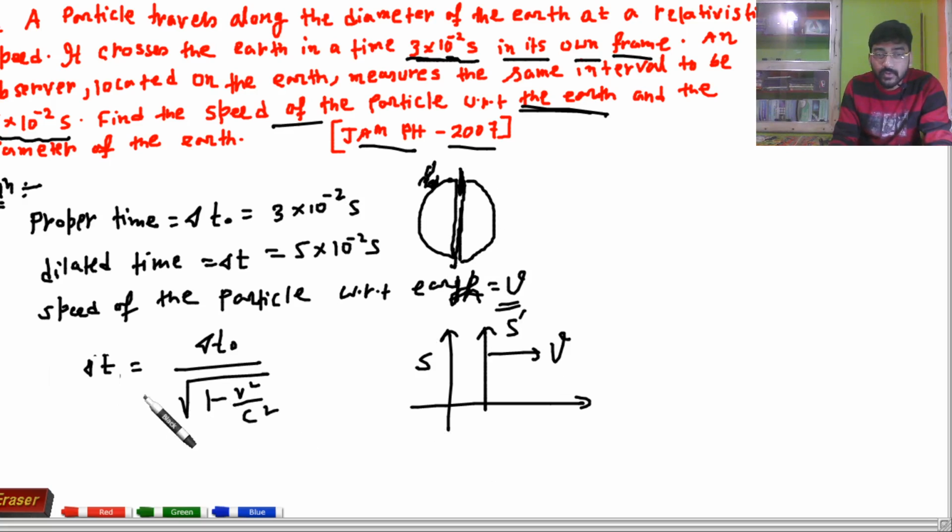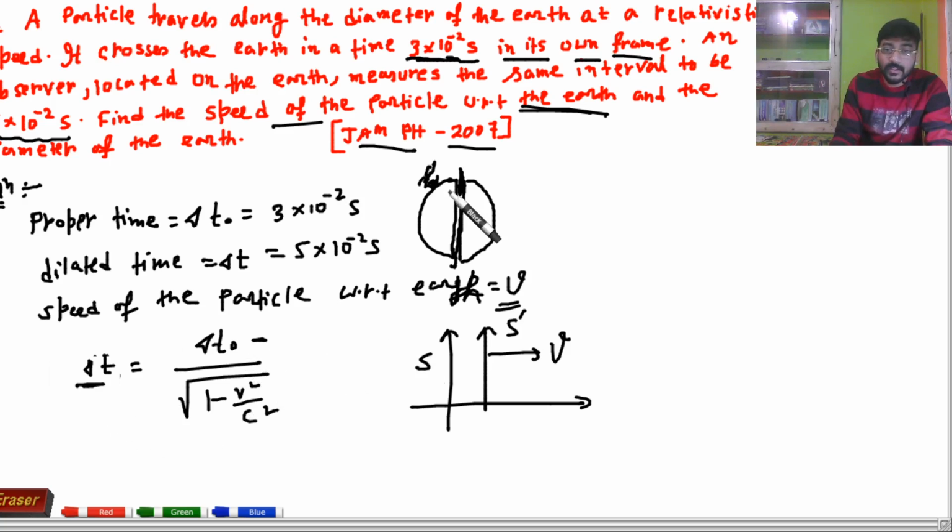In the actual case, when I discussed these formulas, we have a frame S and another inertial frame S dash which is moving with respect to S with velocity v. The time interval measured in S dash frame is delta T naught and the time interval measured from S frame is delta T, and these two time intervals are related by this equation. Here delta T is always greater than delta T naught, because root over 1 minus v square by c square is less than 1. So this is the dilated time and this is the proper time.